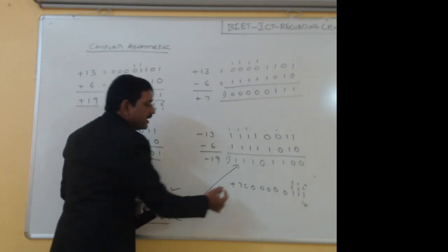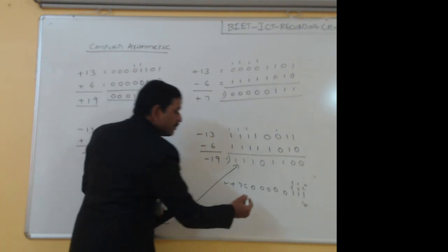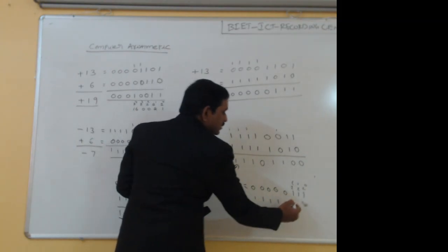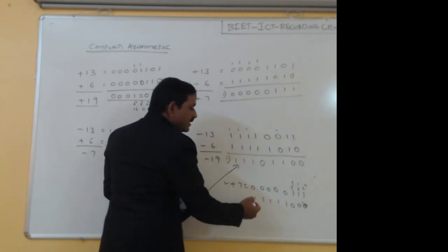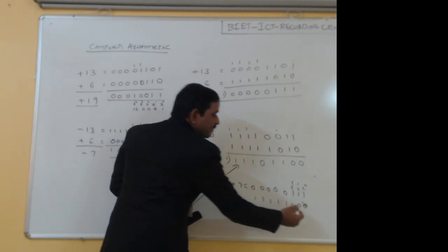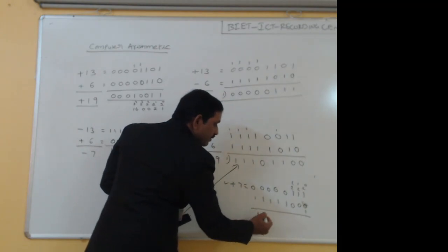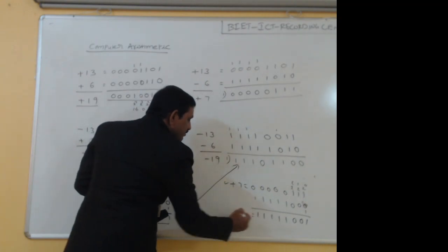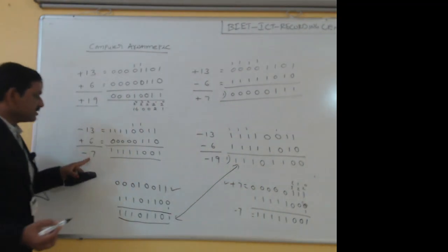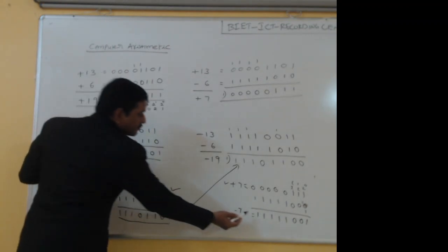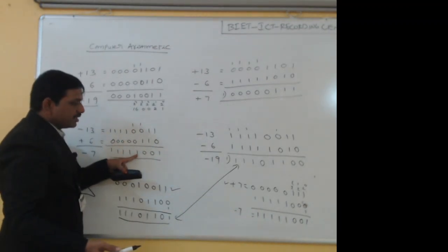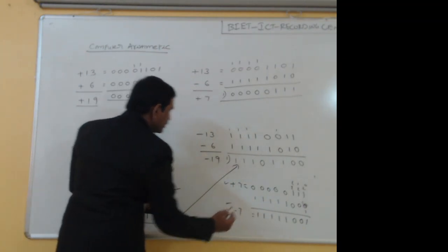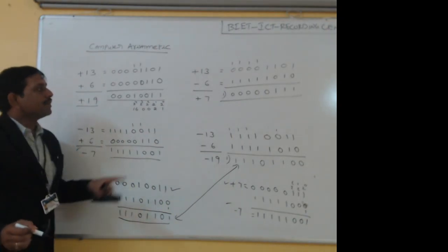That is plus 7. Its 2's complement value is found by first writing 1, 1, 1, 1, 1, 0, 0, 0. It is the 1's complement of plus 7. By adding 1 to the 1's complement, we can get 1, 1, 1, 1, 1, 0, 0, 1. Again, this value is equivalent to minus 7. Here minus 7 is equal to this value, 1, 1, 1, 1, 1, 0, 0, 1. This is minus 7.